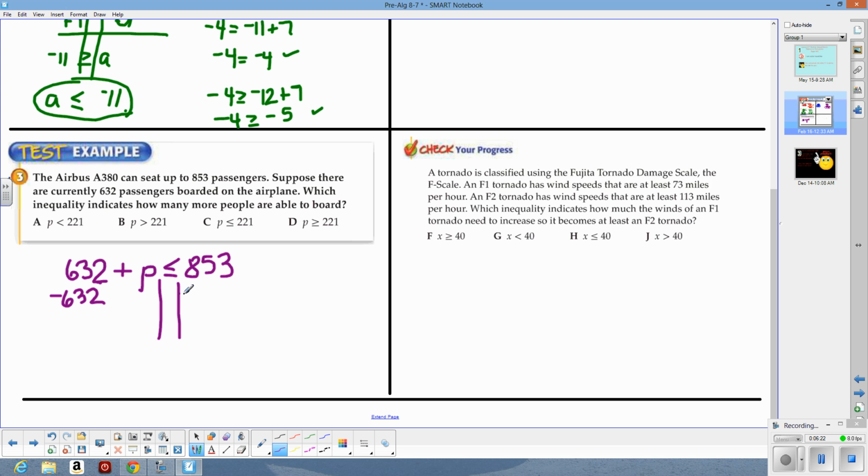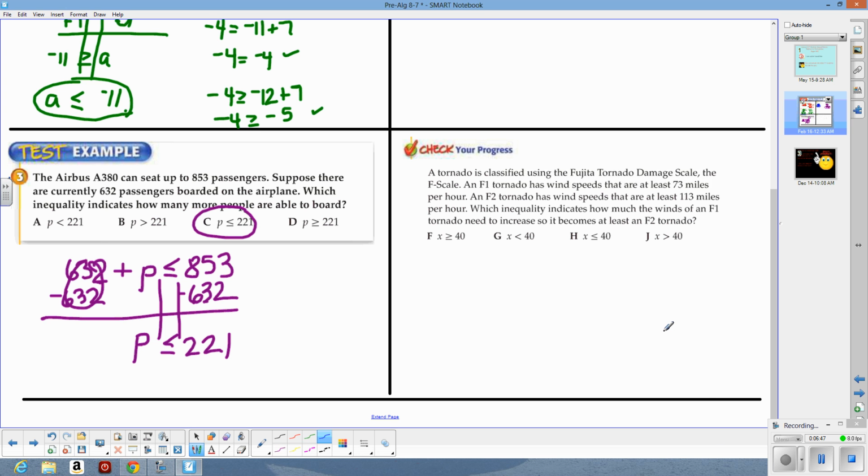to get rid of the 632. And you would end up with P is less than or equal to 221. So the number of passengers, like how many more people are able to board, needs to be less than or equal to 221, or choice C.